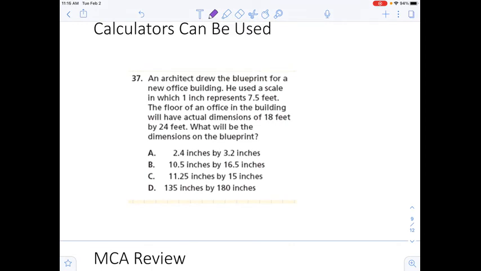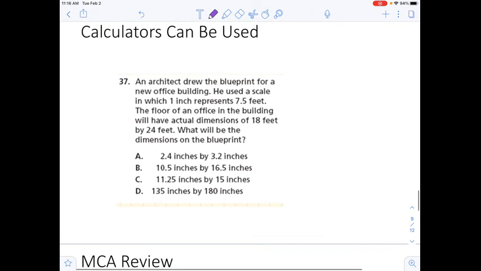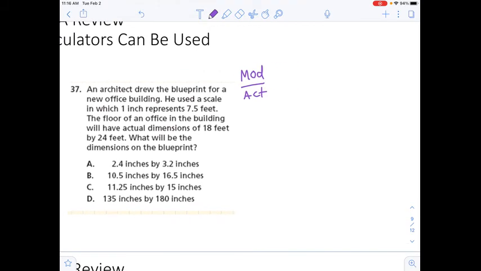Okay, this one says an architect drew the blueprint for a new office building. He used a scale in which 1 inch represents 7.5 feet. The floor of an office in the building will have actual dimensions of 18 feet by 24 feet. What will be the dimensions on the blueprint? Okay, so again, this is like a double one where we have to find that length and the width. So let's start first. We know we have to do model over actual. Let's set up our proportion. We have 1 inch is the model over 7.5 feet in real life.